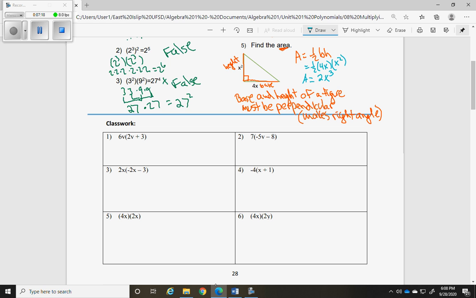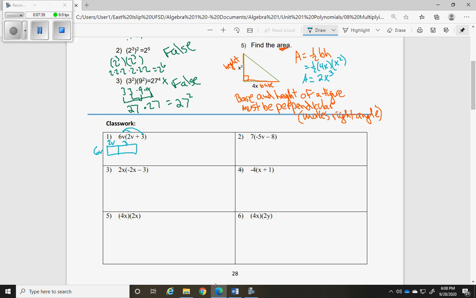With something like number 1, it's a monomial times a binomial. You can distribute if you want. Or remember, if you did the box method, you would put the 6v here, and then a 2v and a 3. Number 2 is like number 1. Number 3 is like number 1. Number 4 is like number 1.